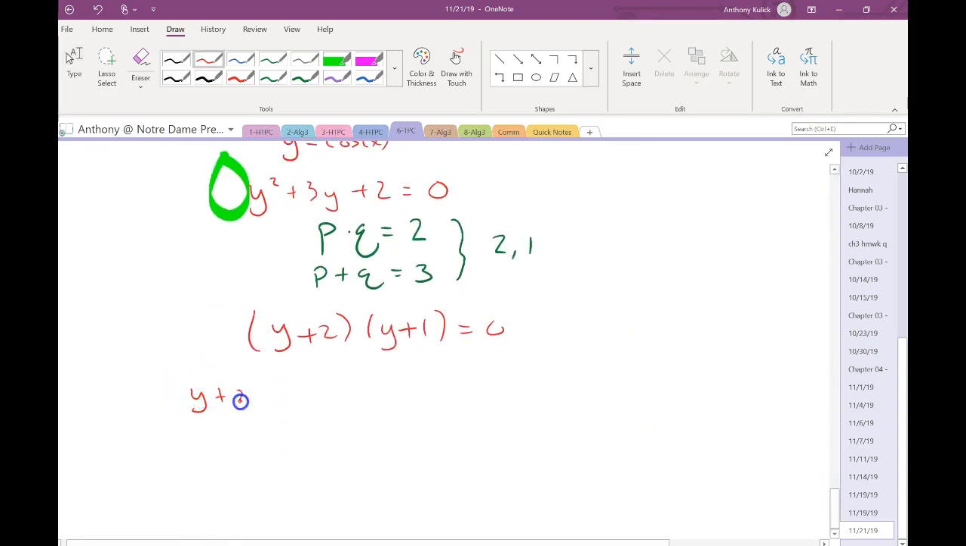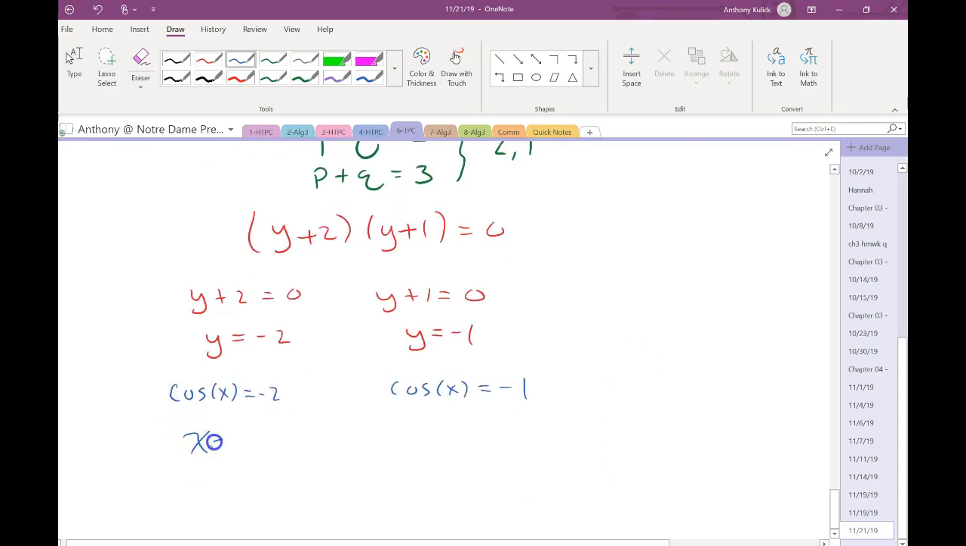And when I set each piece equal to 0 and solve, I get this. But remember, we're solving for x, not y. So we have to go and make that substitution back that we did in the beginning. So what are those y's going to become? Cosine x's. Everybody's good there?